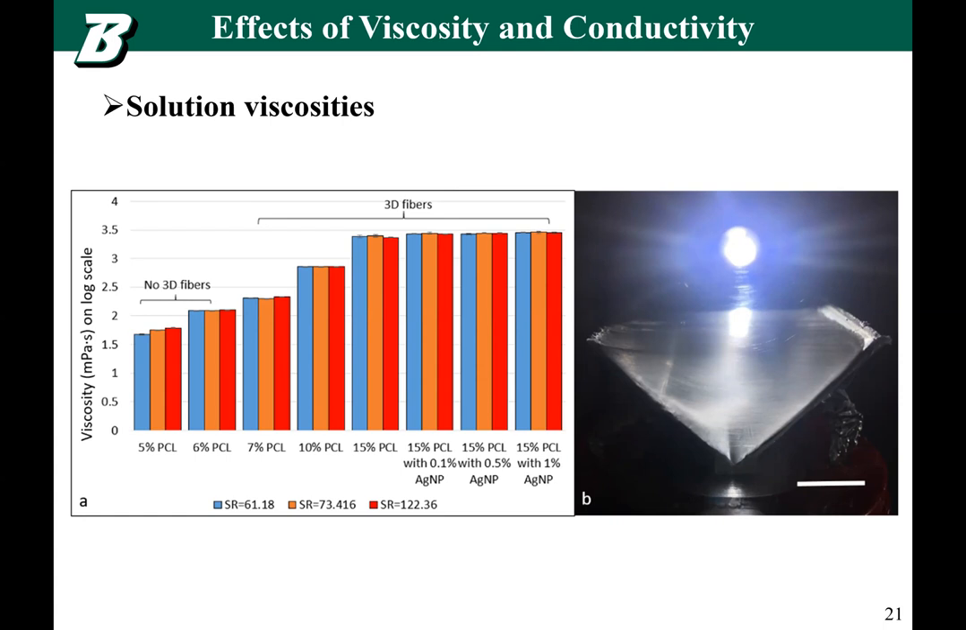So this means there's a threshold viscosity level for our solution to form fibers in 3D space and bridge between these two bevels. And we also measured the viscosity level at different shear rates. We have three different levels of shear rate, 61, 73, and 122. For these three different shear rates, we did not observe a significant difference between the viscosity values. This means our solution is a non-Newtonian fluid, and the viscosity level will be consistent no matter what the shear rate is.